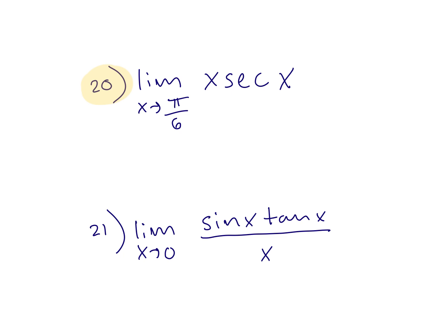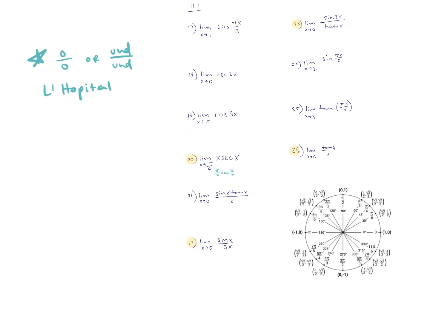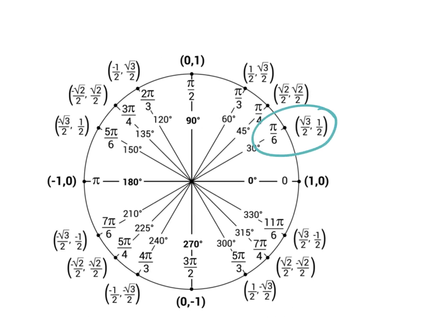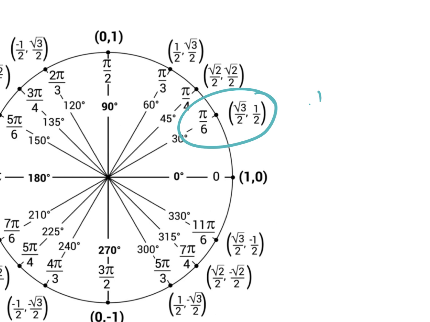20 is not even a fraction, so we don't have to worry about that. So first thing we want to do is try direct substitution. Let's plug in pi over 6. So we have pi over 6 times the secant of pi over 6. Let's go to our unit circle and find what the secant of pi over 6 is. So secant goes with cosine, so that would be 1 over x. So 1 over square root 3 over 2. So we'd keep change flip here, keep the top, change multiplication. Flip it to 2 over square root 3. So 2 over square root 3 times 1 would be 2 over square root 3.